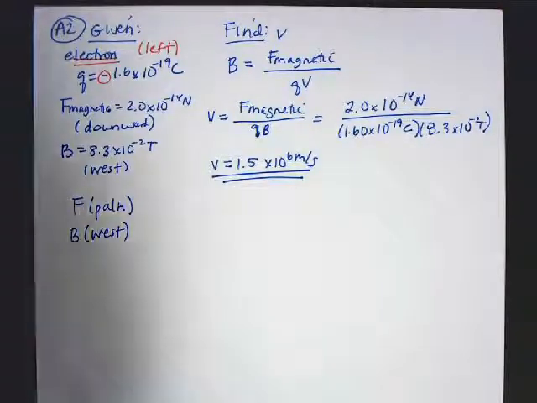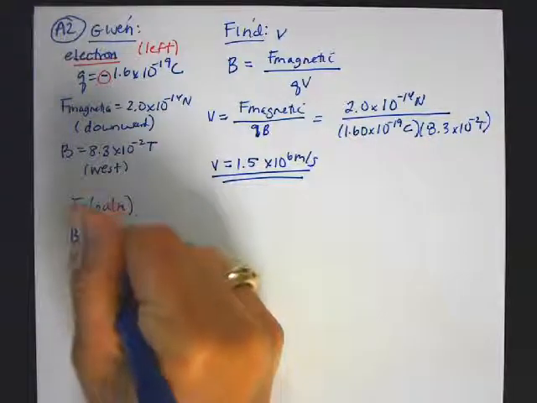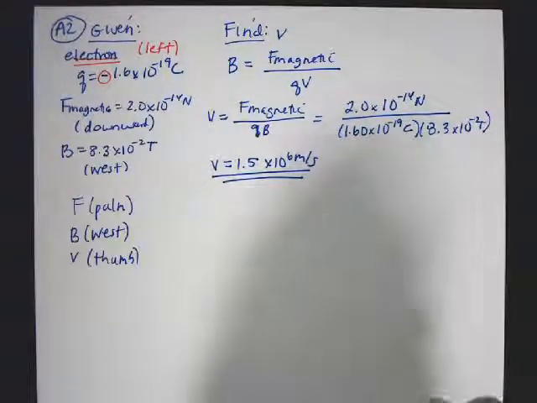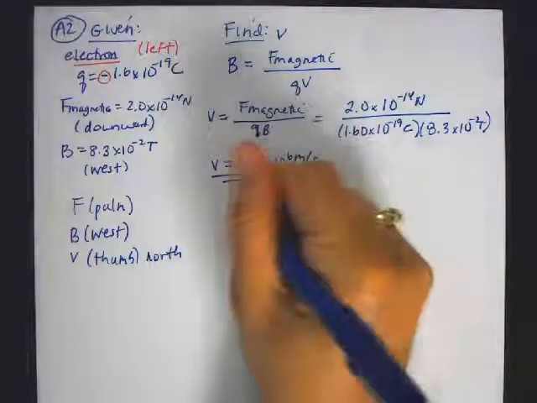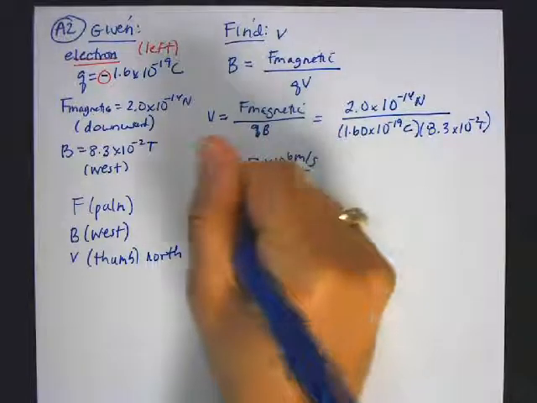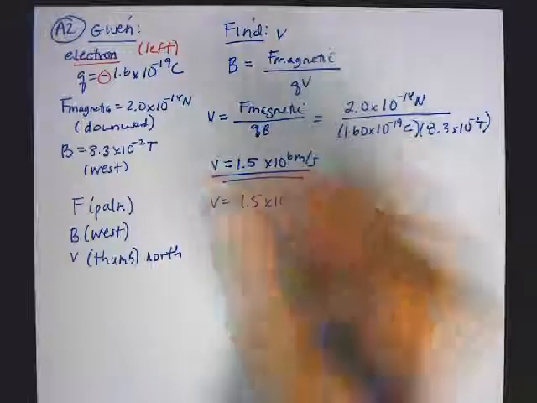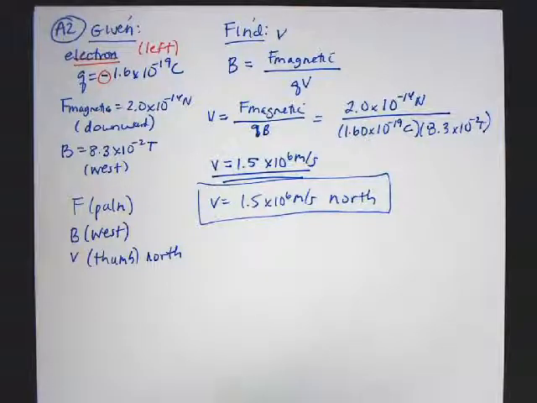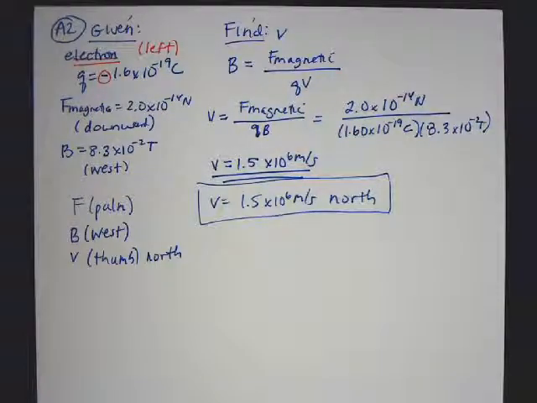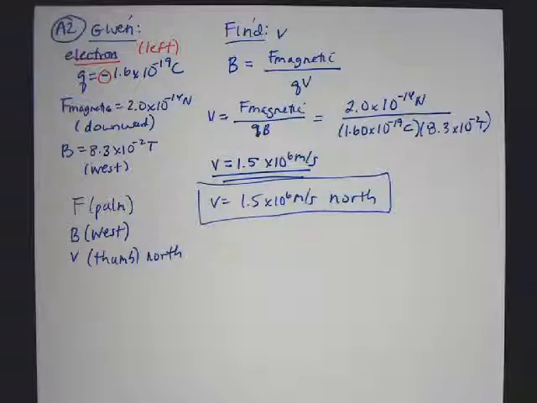Now, which way does your thumb go? Your thumb is going north. You're using your left hand. Your thumb is going to be going north. So my final answer here is going to be 1.5 times 10 to the 6 meters per second, and this is going to be north. Now, if I was doing this and I was using my right hand, it was a proton, then I would get south. Okay? But this is an electron, so I have to use my left hand. Okay, so that is A2.